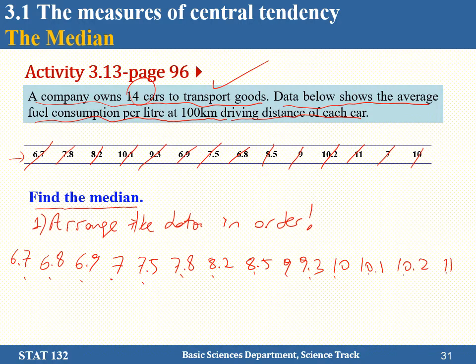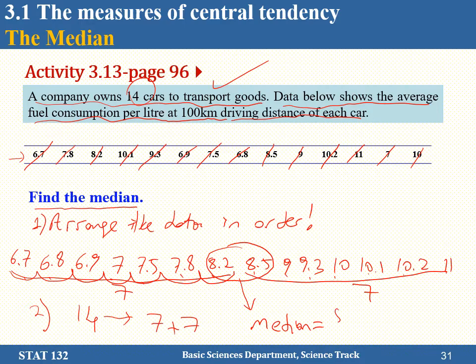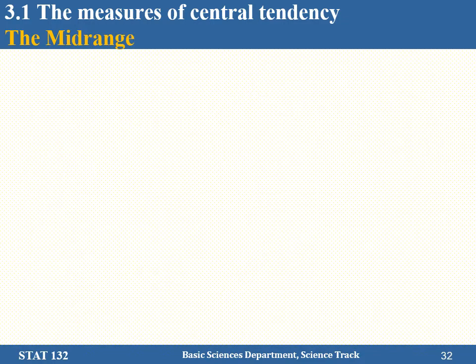Okay, 14 cars, good. Now we want to find the median here. So 14 numbers, so we can divide them into 2 equal parts, like we can make 7 and 7 here: 1, 2, 3, 4, 5, 6, 7. This makes the first half, and the second half is 7 also. And then we look at the middle numbers here. So the median will be 8.2 plus 8.5 divided by 2, which is 8.35.